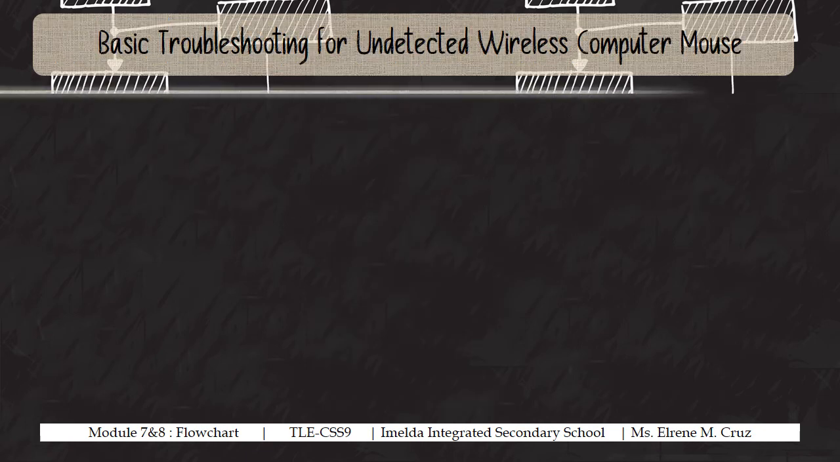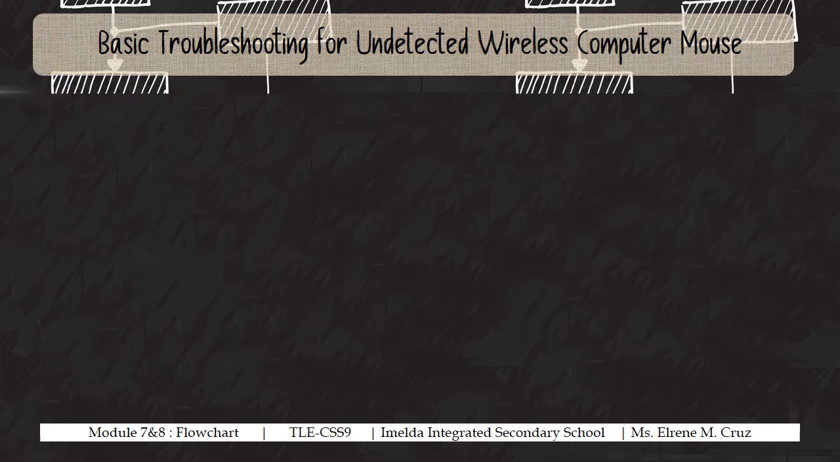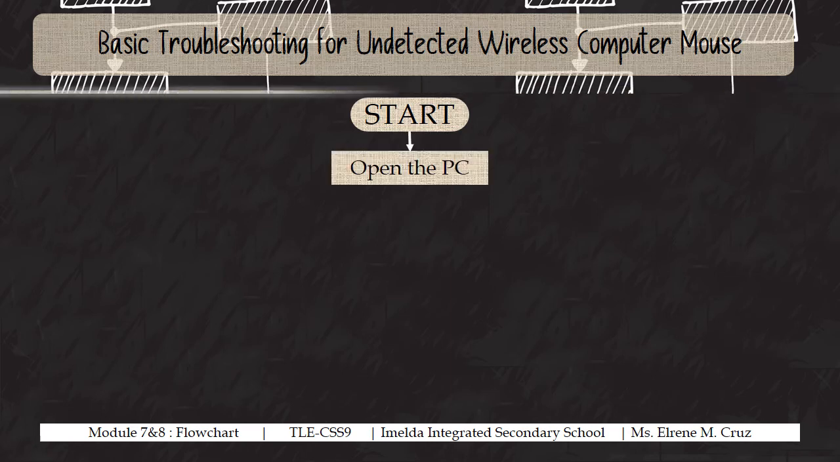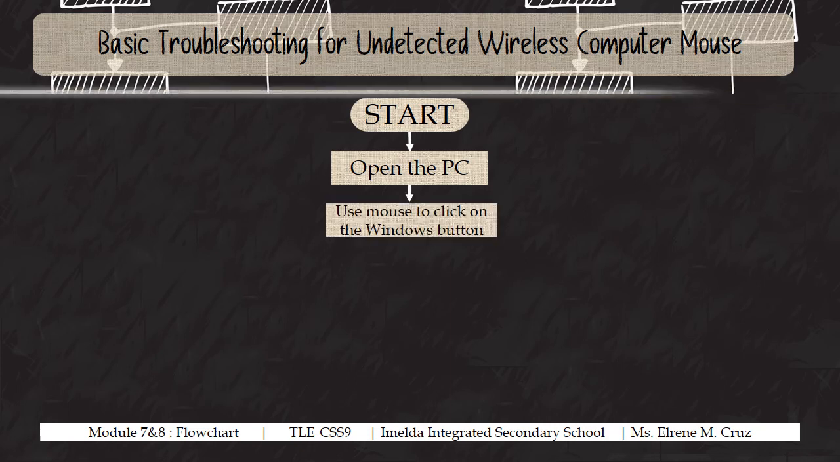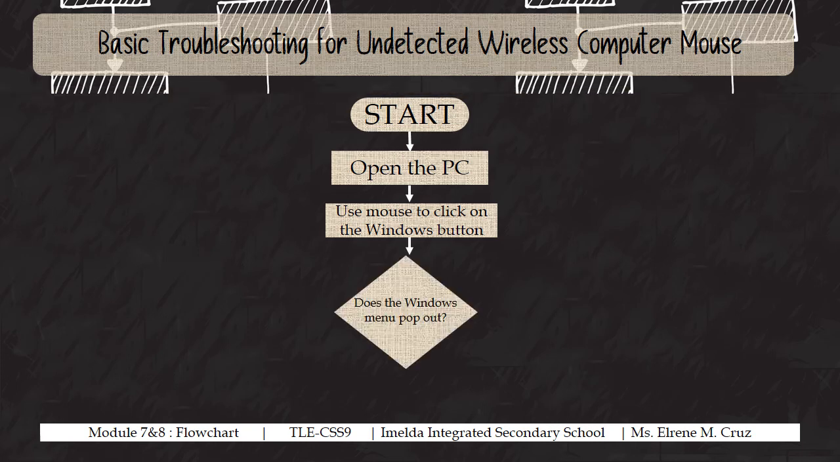Let's see now if we have the same answer. Basic troubleshooting for undetected wireless computer mouse. First is the start. The first process is to open the PC. Next is to use the mouse to click on the Windows button. The decision point is, does the Windows menu pop out?